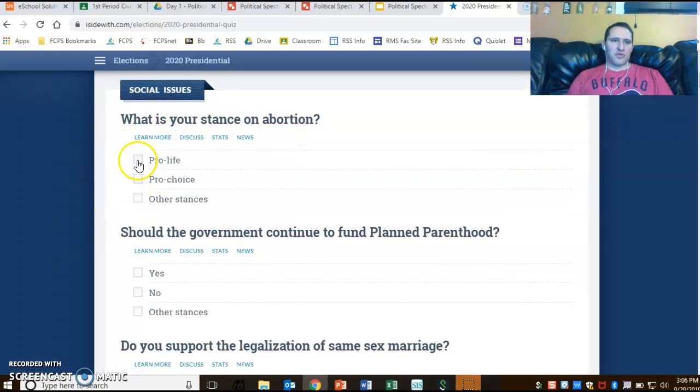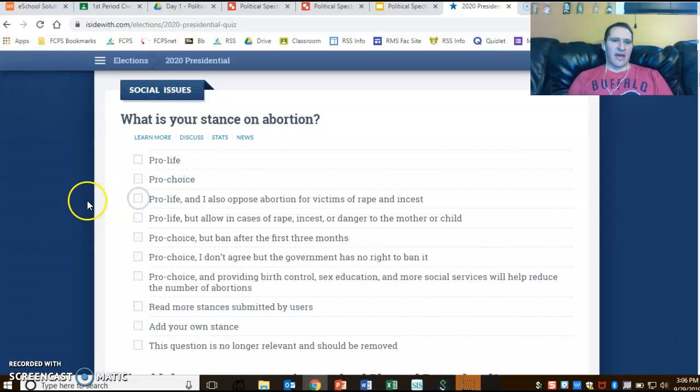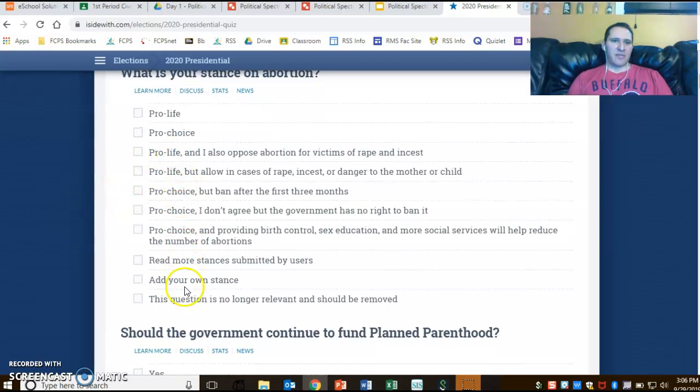You can also choose one of the stances. Pro-life means you don't believe in abortion. You think all pregnancy should come to term. Pro-choice, it's a woman's choice whether to abort or keep the baby. Other stances, if you click on that, there's a lot more stances. You're kind of in the middle. I'm pro-life, but I'm pro-choice, but etc. You can add your own stance if you need to.